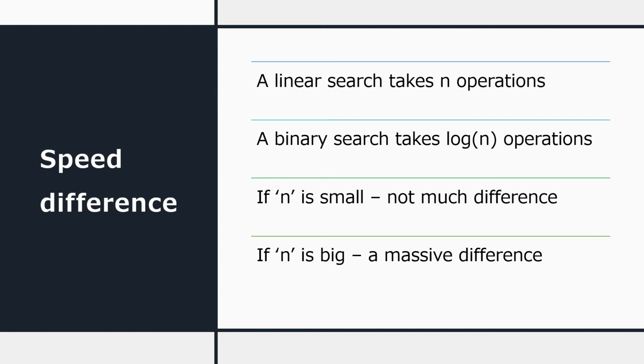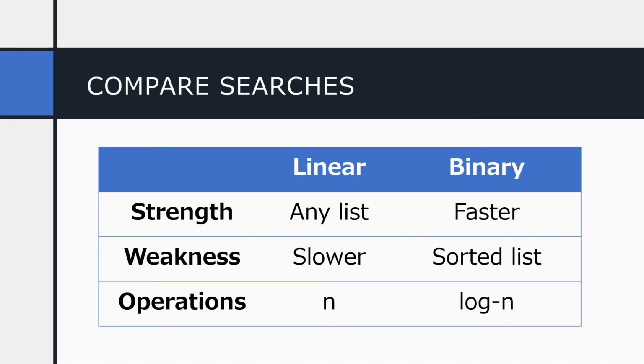To summarise, a linear search takes n operations because the computer must look through every item in the list. A binary search takes log n operations. In cases where the list is quite small, the difference between n and log n is not that great. But when n is a large number, like 1,000 or 1,000,000, then the difference between operations is massive. Binary search is much, much faster than a linear search when we're working with large data sets. So we can use this information when we want to choose the right search algorithm for our program.